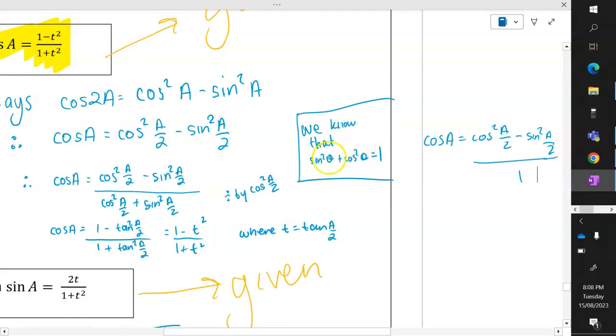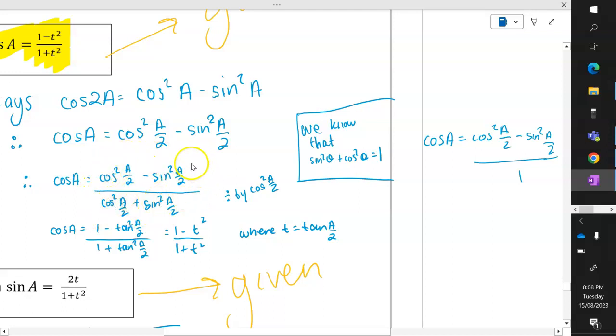But we also know that sine squared theta plus cos squared theta is 1. So I could exchange that 1 on the bottom for sine squared theta plus cos squared theta. And that's what I've done here. I've just written it in terms of sine squared a over 2 plus cos squared a over 2, because as long as those two angles are the same, that's going to work for us. So that's what my identity has now become.